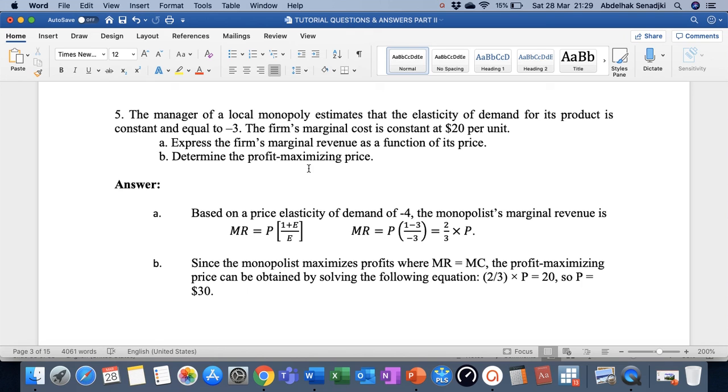So what is the profit maximizing price? Since it is a monopolist, to maximize profit, they should have MR equal to MC. MR equal to MC means that MR, which is 2 divided by 3 times P, equals MC, 20. So 2 divided by 3 times P equals 20. Therefore, we solve this, we find P equals 30.